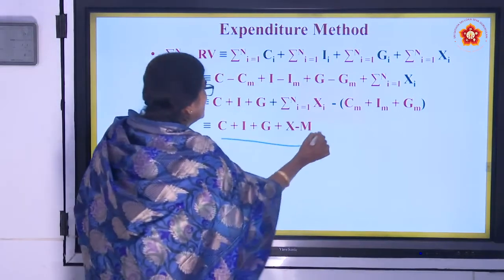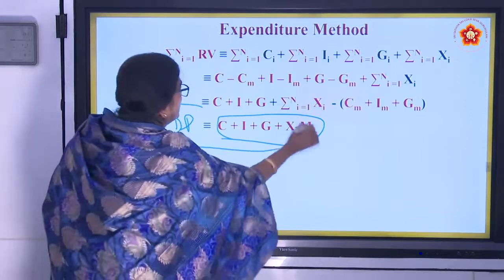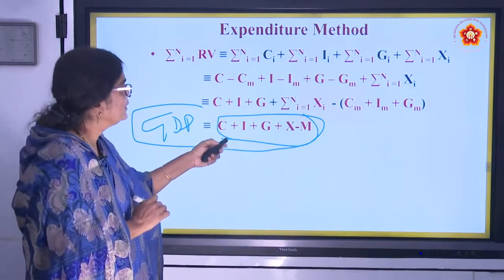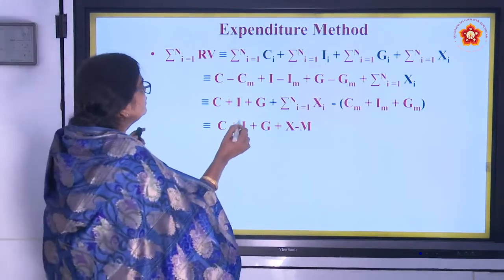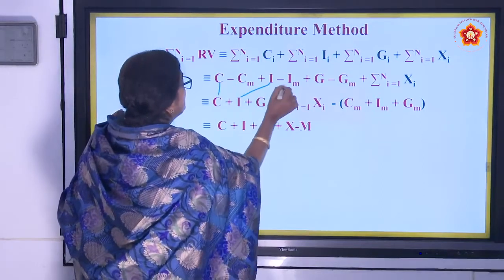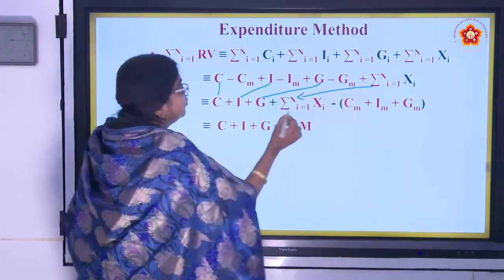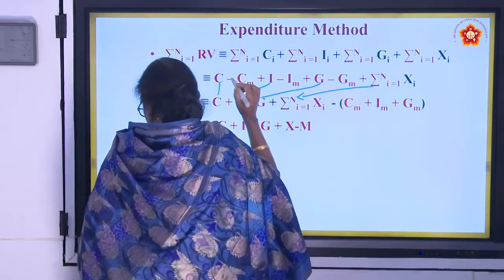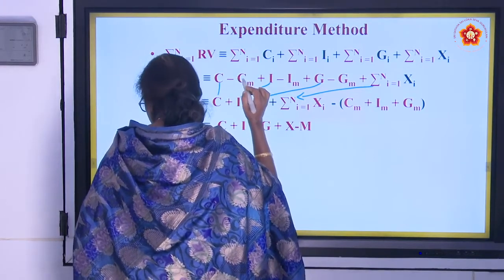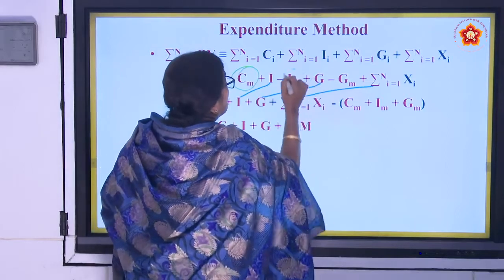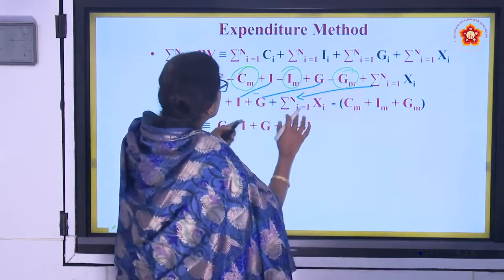Therefore, how did you derive this one? This is our GDP by expenditure method formula. Understood? I hope you understood. How did you derive it? You take C, I, G as it is, and this also as it is. And then you put a bracket and take CM, IM, GM separately. Then just rearrange the equation, that's all. You are rearranging the equation.